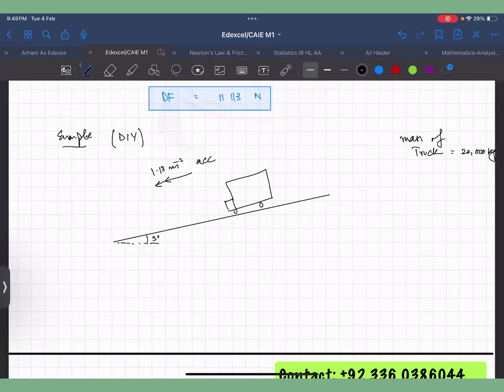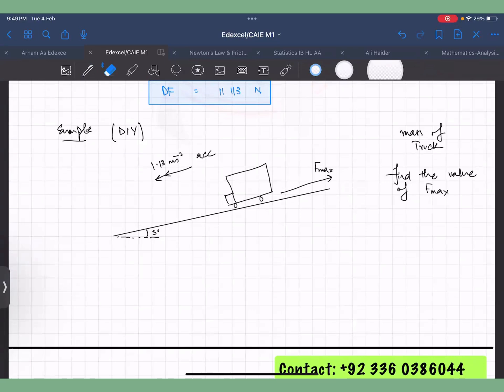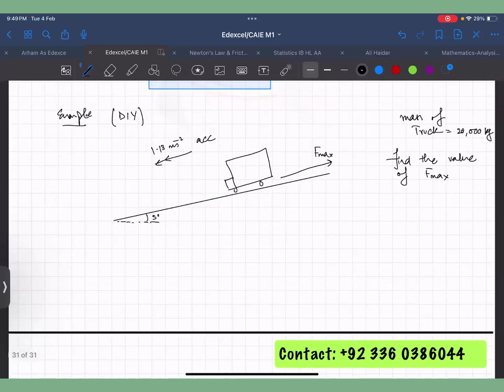And there's a force of friction acting on it, F max. They're asking you to find the value of F max. This is the complete solution. Everything is given. Don't worry about it. Just identify all of the forces that are acting. Give the proper sign convention. Use proper signs, positive, negative, according to that sign convention. And then let's see who gets the right answer.